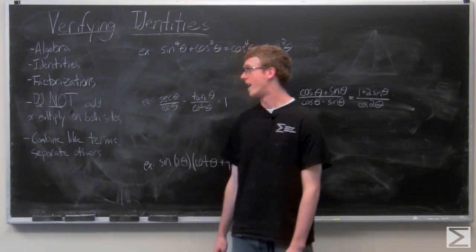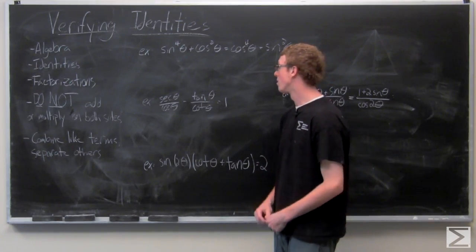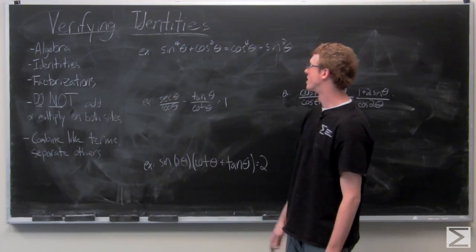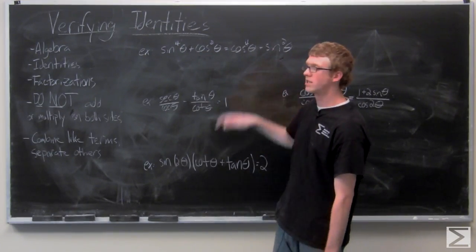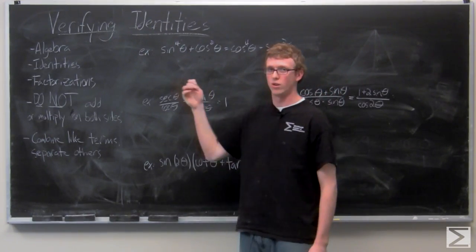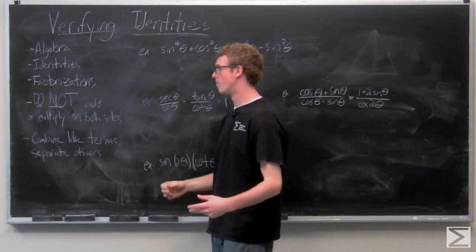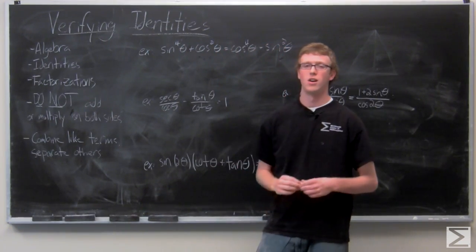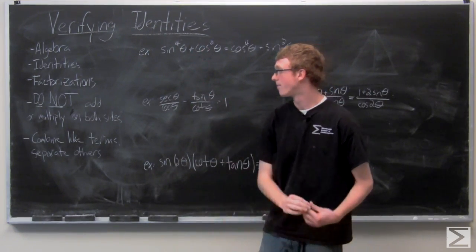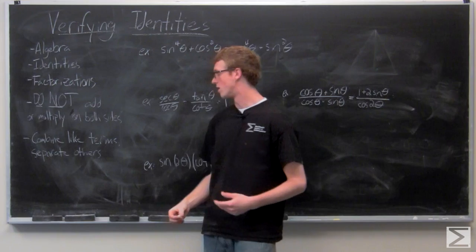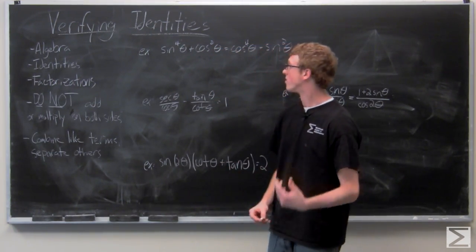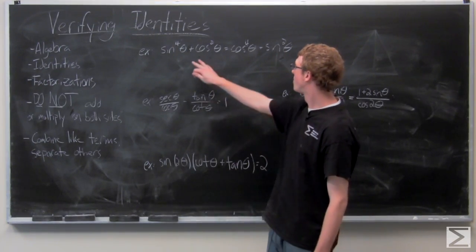Do not add or multiply both sides. So basically what that means is we could not take this equation up here, and to verify this identity that this side equals this side, we can't subtract cosine squared theta from both sides, or we can't multiply the whole equation through. So don't add or multiply on both sides. When in doubt, simply stay on one side. And then obviously you want to combine like terms and separate other terms. That's very intuitive. So we're going to jump right into this example.